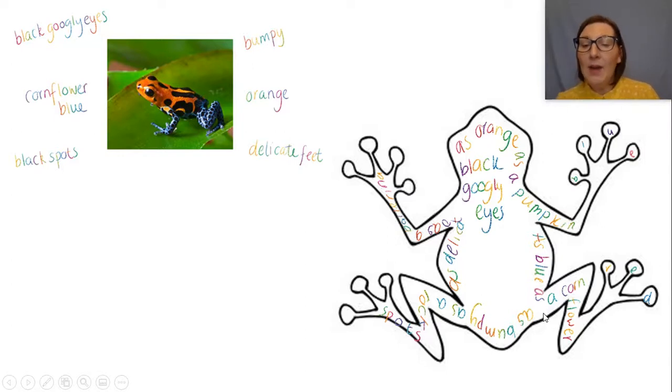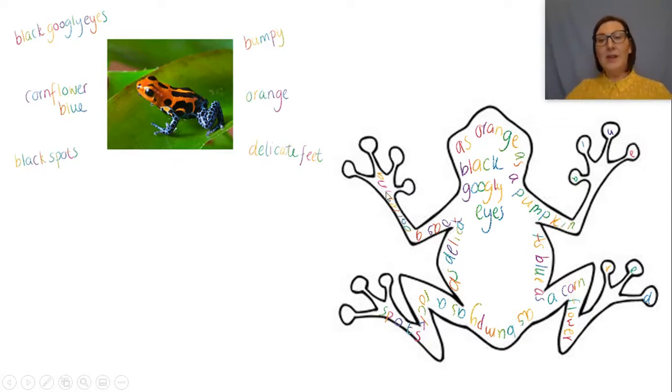And here I've put as bumpy as a rock. Now we said that he was bumpy on his back, and I've put it as if it's lots of rocks together. So he hasn't got rocks on him, but I'm saying it's like he has got rocks on him. Do you understand that? And then here I've just written the word spots because he's got lots of spots on his legs. So I've made sure I put the spots on his legs. And then I put as delicate as a ballerina.